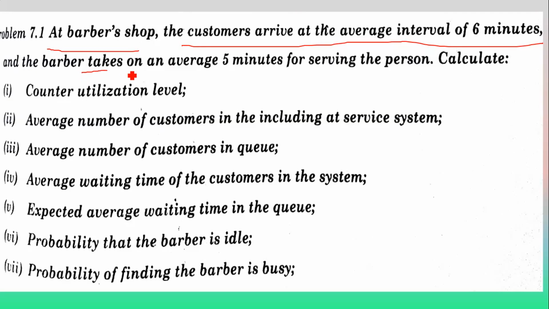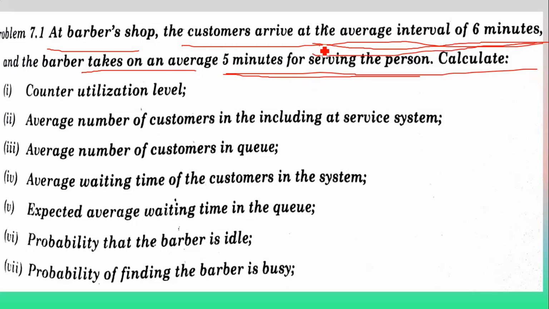And the barber takes on average 5 minutes for serving the person. बार्बर क्या करता है, 5 मिनट में एक पर्सन को सर्व कर देता है. ये बार्बर थोड़ा फास्ट है, इसलिए 5 मिनट में बाल काट देता है सब कस्टमर्स के, एक एक कस्टमर्स के, राइट? So here you can see that this is related with arrival rate.